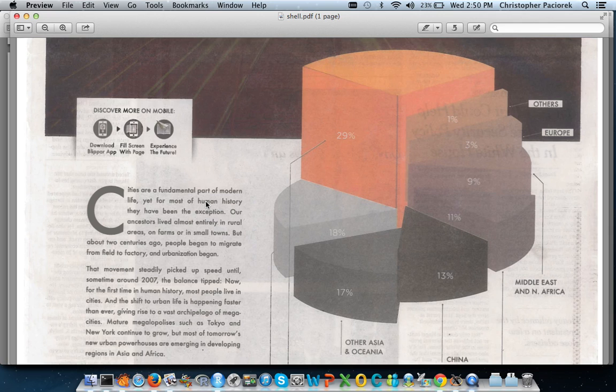Anything else? The total is 101. Oh, is it? That's right. That's probably just a matter of rounding. A few of them rounded up.